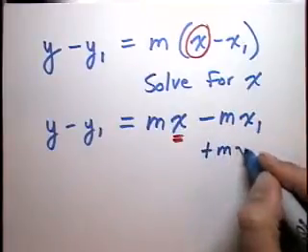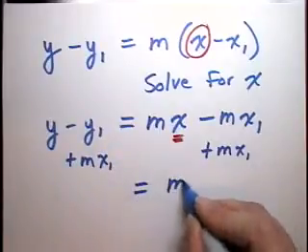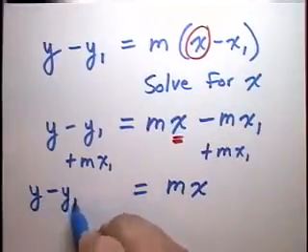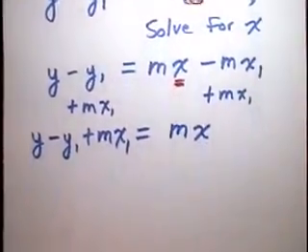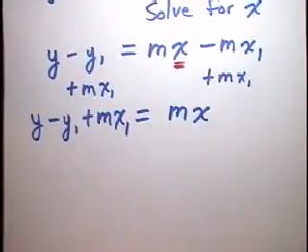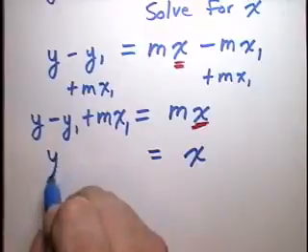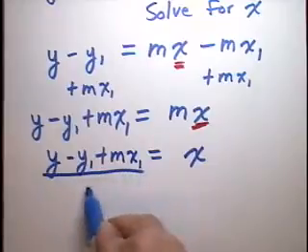If I add mx1 to both sides, I'm going to add it over here as well. On the right side, I will just have the m and the x. The left side then is going to be y minus y1 plus mx1. Looks very messy, but there's nothing that I can do to combine that because there's no like terms. Now what can I do? That m is being multiplied by the x that I'm trying to get by itself. Since they're being multiplied, I'm going to divide by m. So I'll take the y minus y1 plus mx1 and divide all of those terms by m.